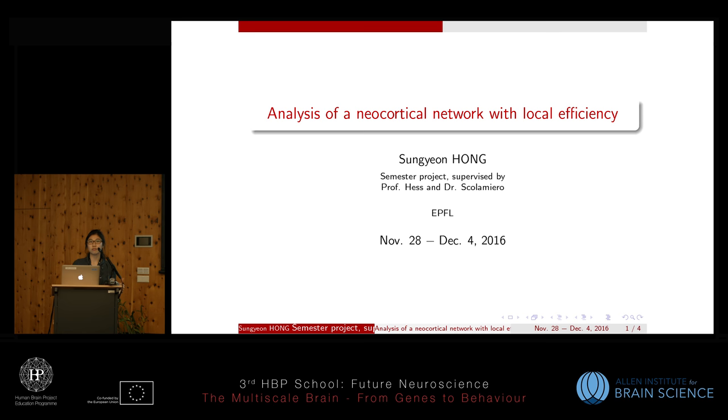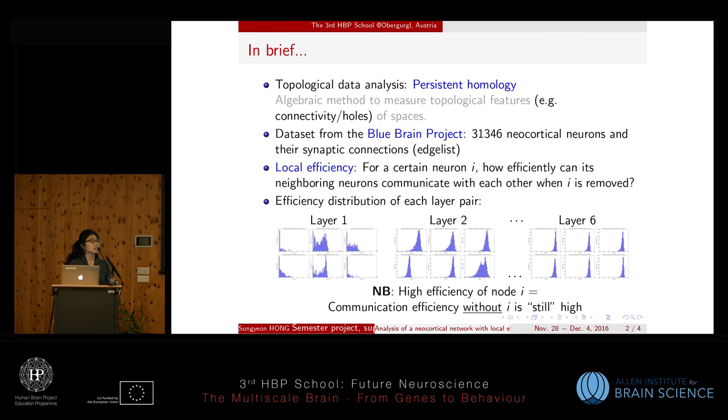First of all, I wanted to analyze a brain network using persistent homology, which is an algebraic tool used in topological data analysis to get topological information of a space of our interest. Given a data set from the BBP, I took local efficiency as a measure to create a filtration to compute persistent homology, which tells us actually about how efficiently the local communication goes without a certain node.